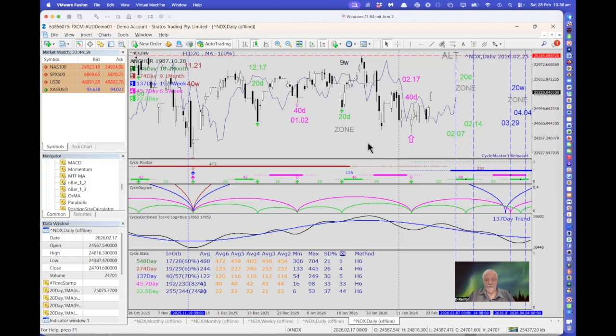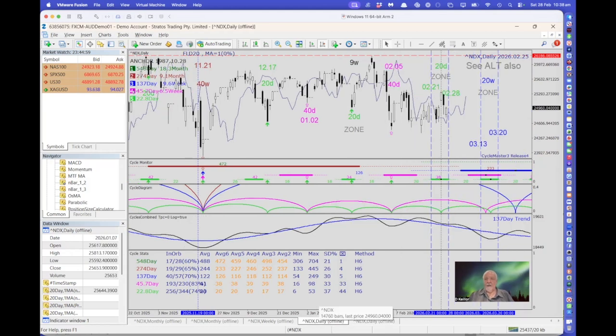So let's bring in some data and see what these two alternatives look like. Well, price gapped up, went up, and has now dropped back. This phasing suggests that price will drop into the 20-day low zone somewhere between the 7th and 14th of March. That pushes the 20-week low further out between the 29th of March and the 4th of April.